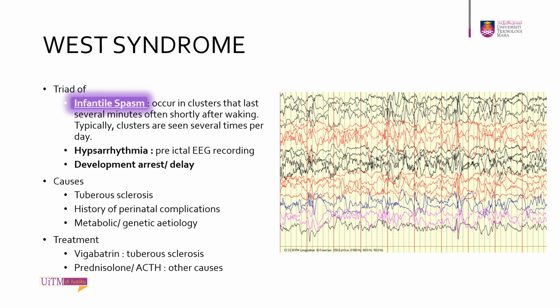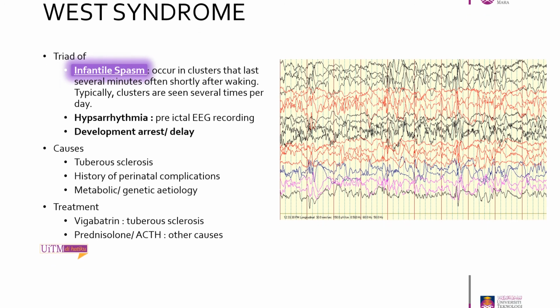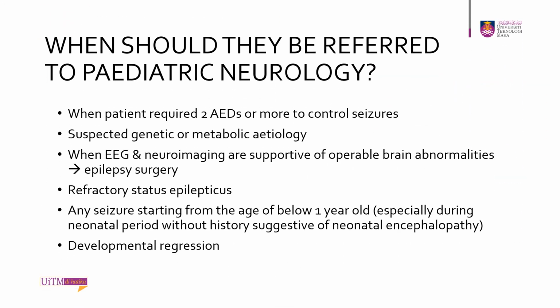West syndrome is a triad of infantile spasm, hypsarrhythmia and developmental delay. Associated with poor prognosis, urgent referral to pediatric neurology is often required to ensure prompt diagnosis and treatment. Even though uncomplicated epilepsy can be managed at general pediatrician level, there are certain circumstances in which referral to pediatric neurology is required, as listed in this slide.